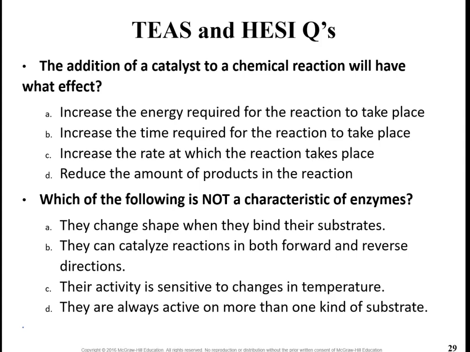Which of the following is not a characteristic of enzymes? A, they change shape when they bind their substrates. That is true. That's called a conformational change. We'll talk about that in a second. B, they can catalyze reactions in both forward and reverse directions. That's true. C, their activity is sensitive to changes in temperature. That is also true, so it must be D. They are always active on more than one kind of substrate. We know that that's false because of the lock and key model, where the substrate fits just so into an enzyme.